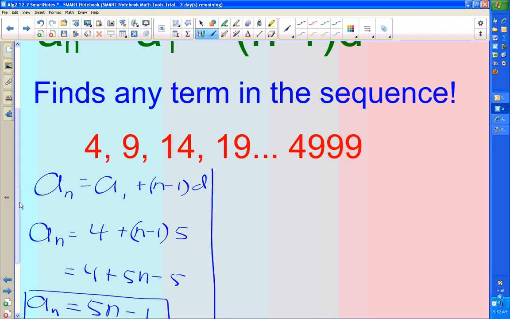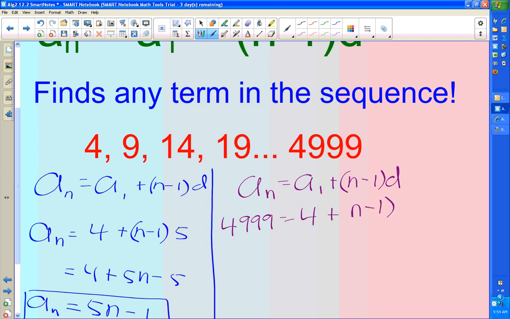Now, the other question they're going to ask you is, well, what term is 4,999? Again, you're going to utilize your explicit formula. A sub n is equal to a sub 1 plus n minus 1 times d. If you write the formula down every time, and then you plug into the formula, by the end of the homework today, you'll have this dialed. What should I put in for a sub n? What's a sub 1? 4. N is what you're looking for, and d is 5.